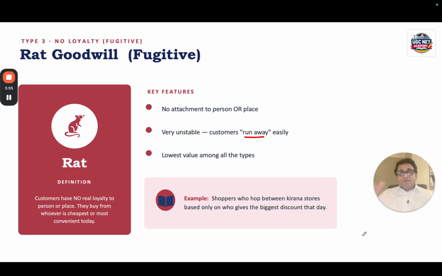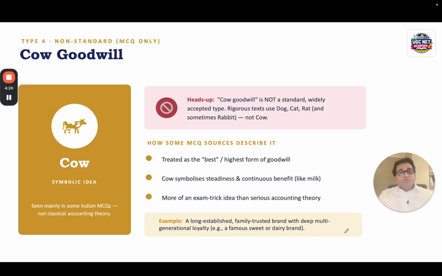Why? Say for example, there are 2 grocery shops. One grocery shop is giving a good discount, good credit. So people will shift to the other grocery to get a good discount, good credit period, etc. It is not based on the person. It is not based on the place. It is not based on even the brand. Rat goodwill.